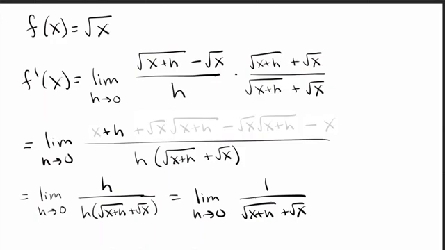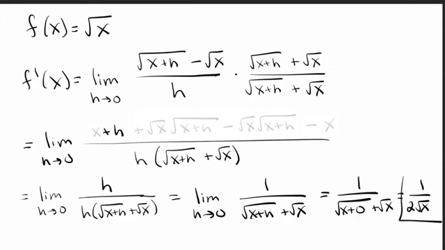And now I can plug in h equals 0. And if I do that, I get 1 over root x plus 0 plus root x. That's just 1 over 2 root x. And there we go. We have taken the derivative of the square root of x.